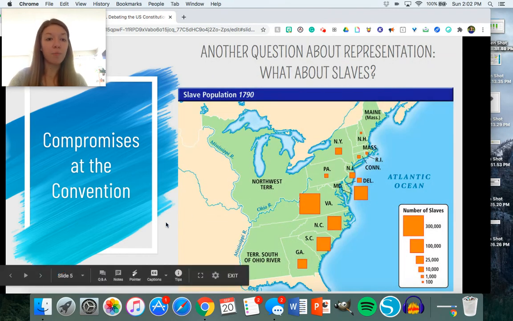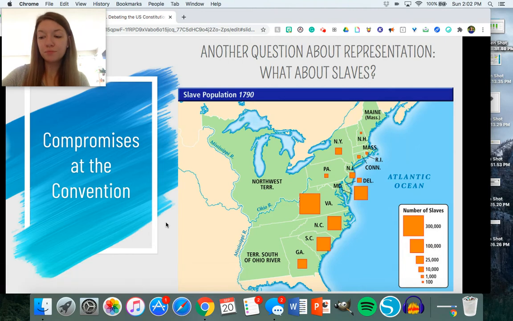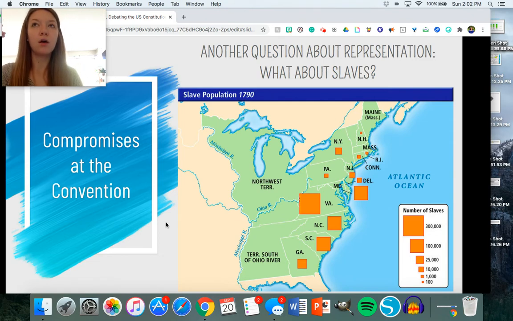Another question pops up about representation. And what about slaves? That's the next big thing that the delegates to the convention have to talk about. Do we count slaves toward population, toward representation? So taking a look at this picture, this image, you can just see how this would have been concerning for both the North and the South.